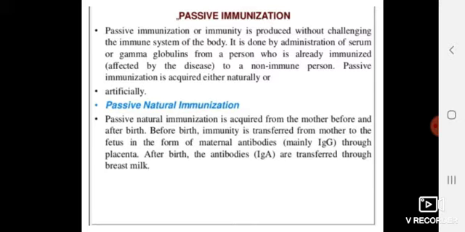So that is the first one, passive natural immunization. Here the immunity is transmitted from the mother to the child. First, at birth time, the immunity is transmitted from mother to child through the placenta, and after that through the breast milk.